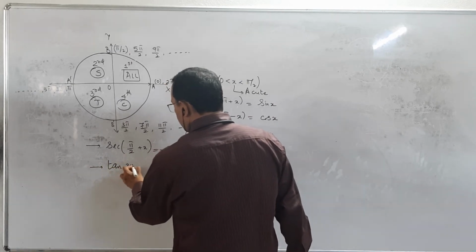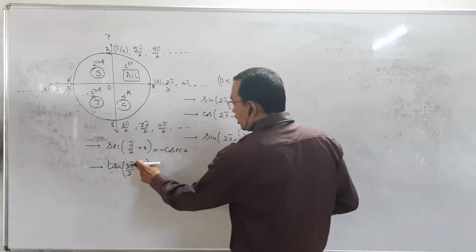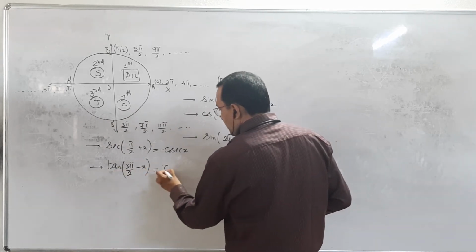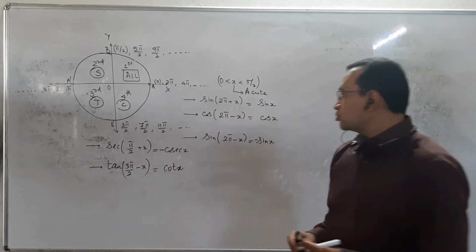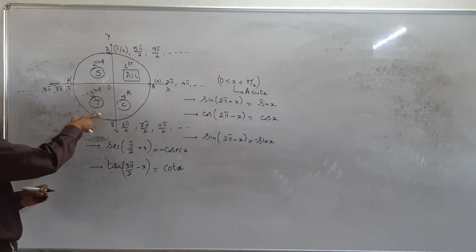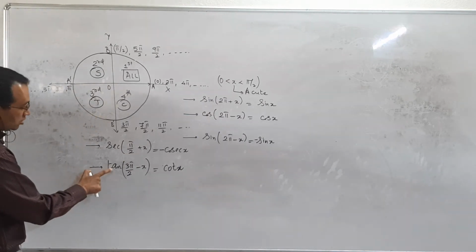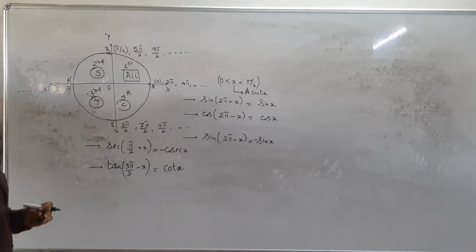Say one more. Tan of 3 pi by 2 minus x. Odd multiple of pi by 2, so tan will change to cot. So the answer is cot x. Now 3 pi by 2 is at B dash. Minus x will fall in the third quadrant. In the third quadrant, tan is positive. So this will bear a positive sign.